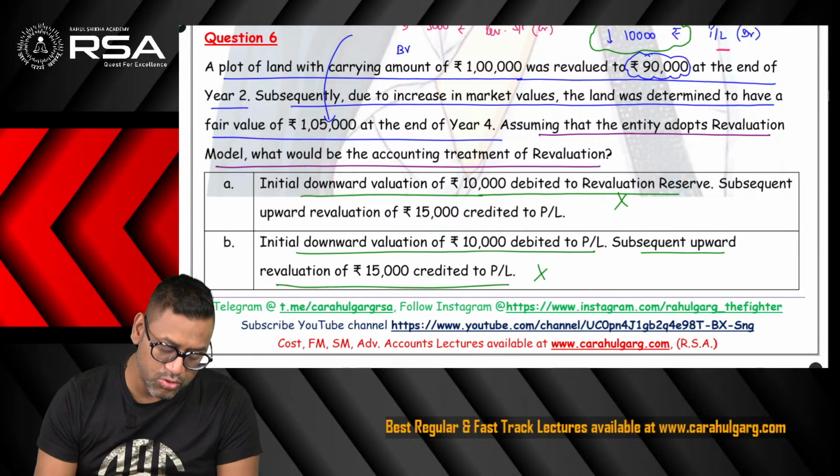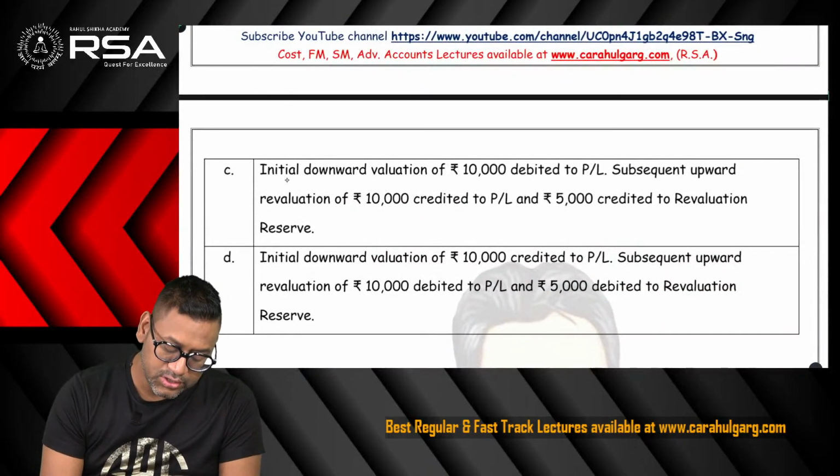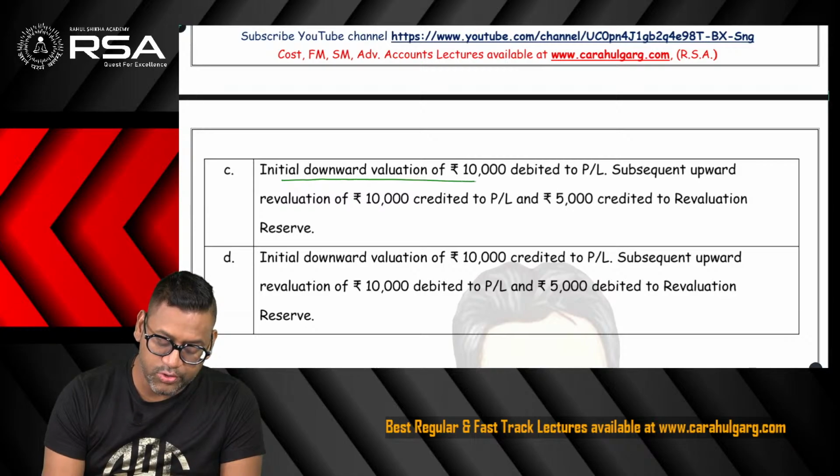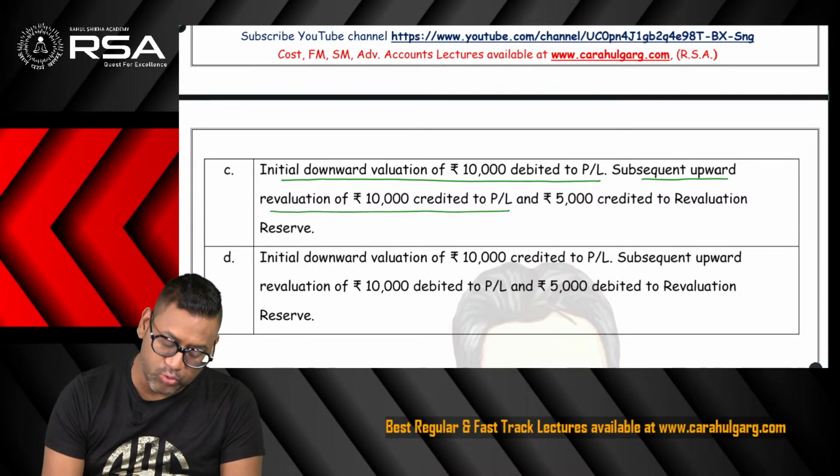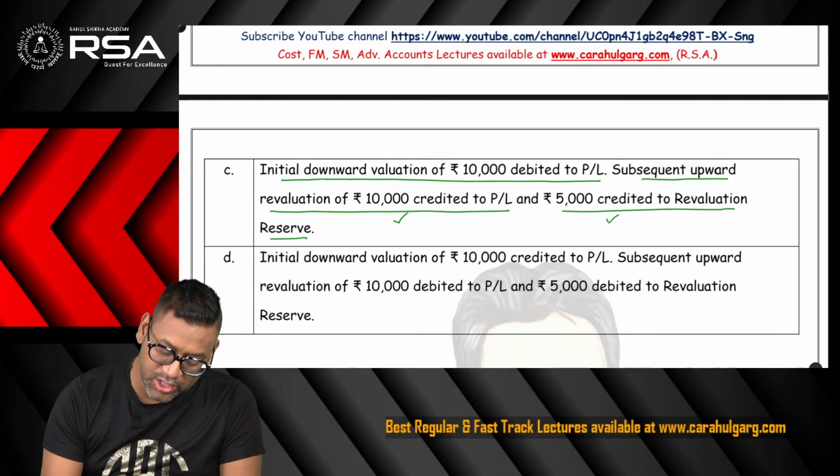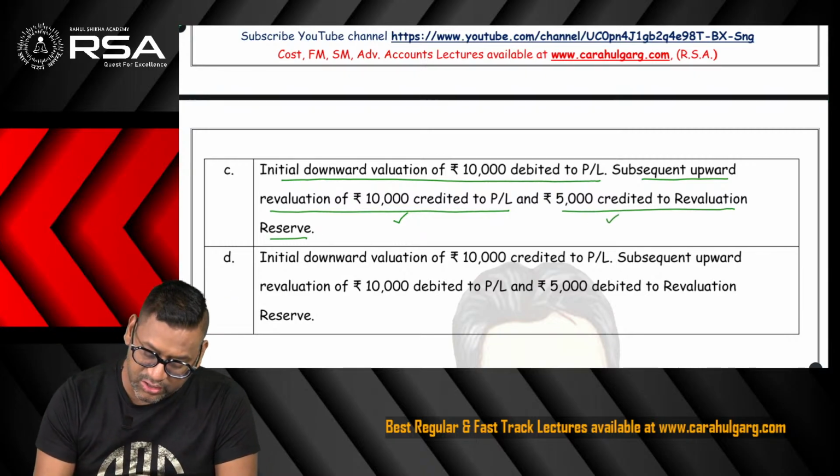No, you are also wrong. Third case, third option, initial downward valuation of 10,000 debited to P&L, correct. Subsequent upward revaluation of 10,000 credited to P&L, okay, correct. And 5,000 credited to revaluation reserve, again correct. So this is the correct option.